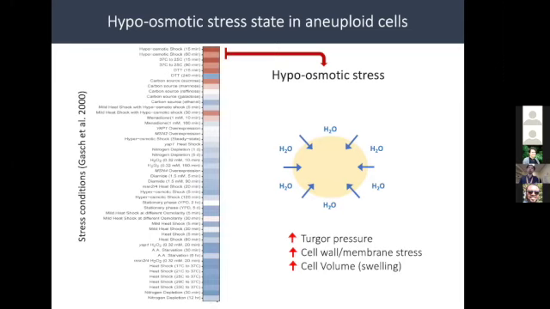So what is hypo-osmotic stress? It often happens when there is an osmotic imbalance and there is a huge water inflow into the cells. So it will cause an increase of turgor pressure, and then it pushes the cell surface from inside, because the water just keeps going in. And then it will cause cell wall or membrane stress, and eventually the cell will swell. You can just imagine an overblown balloon.